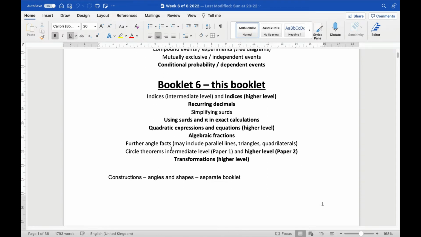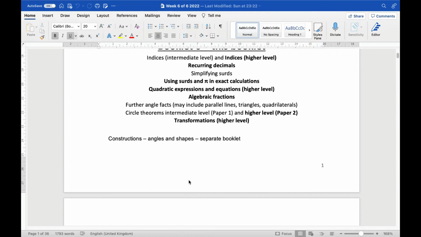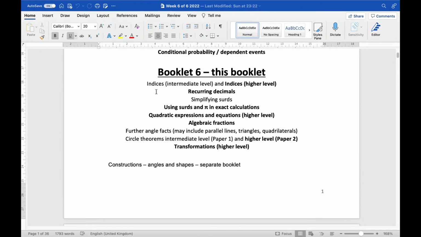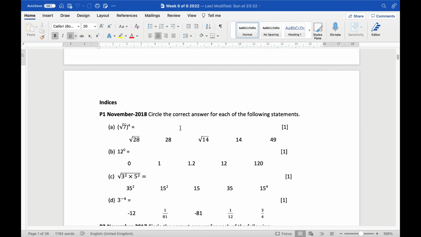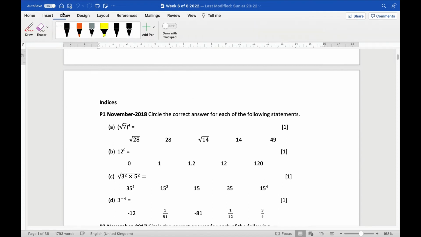And then this booklet. And the only thing that's not in a booklet is constructions, which we did on a separate little sheet that we did in class. So let's get into the first 2 or 3 of these, starting with indices. Let's write a couple of rules for you. Get my pen ready.